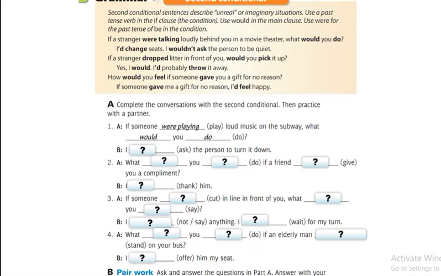Well, here we have the next exercise. You see the examples above. Let's read them. If a stranger were talking loudly behind you in a movie theater, what would you do? I would change seats. I wouldn't ask the person to be quiet. No, so this person wouldn't do anything. If a stranger dropped litter in front of you, would you pick it up? Yes, I would. Or I would probably throw it away. How would you feel if someone gave you a gift for no reason? If someone gave me a gift for no reason, I'd feel happy. So it's very simple what we have to do in this exercise.